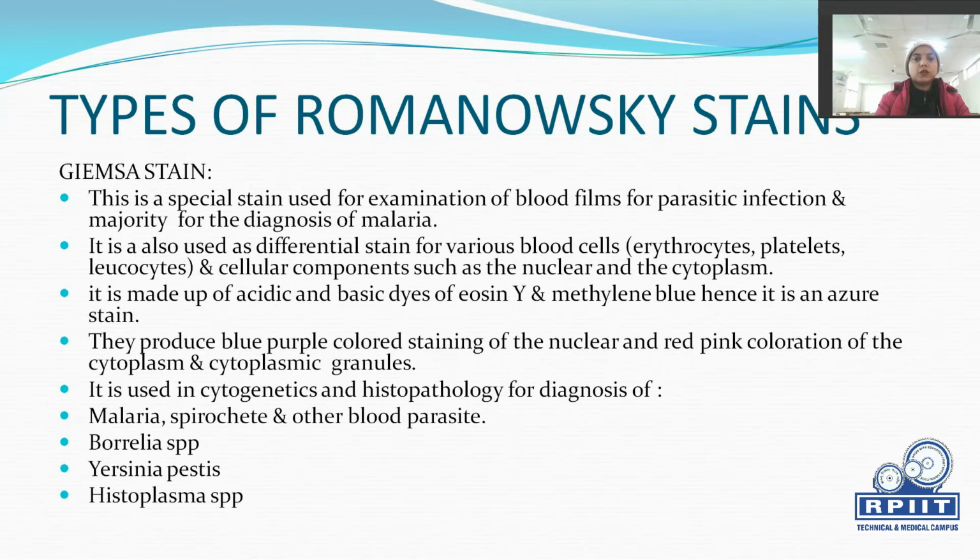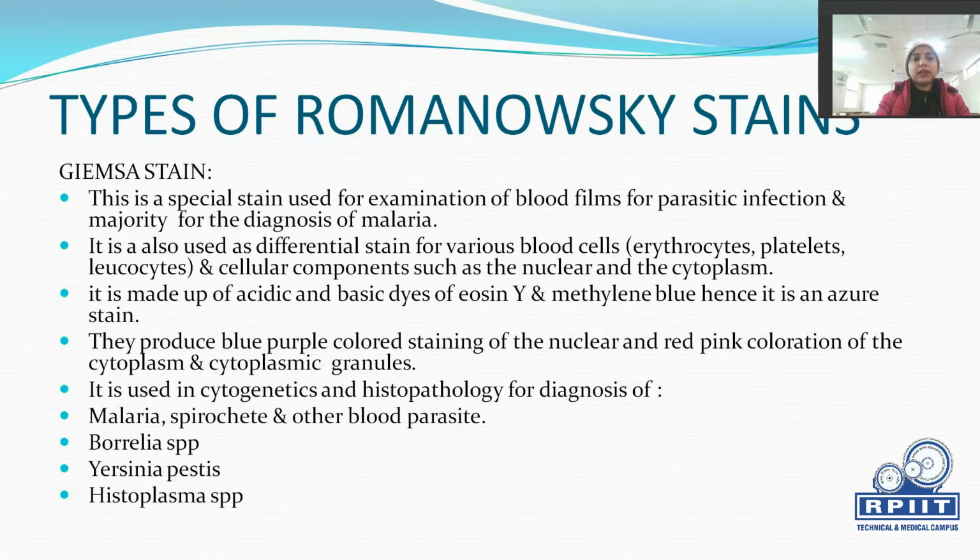Then here are the types of Romanowski stain. First one is Giemsa stain. This is a special stain used for the examination of blood films for parasitic infection and the majority of the diagnosis of malaria. And it is also used as a differential stain for the various blood cells, that is erythrocytes, platelets, and leukocytes, and cellular components such as the nucleus and the cytoplasm.